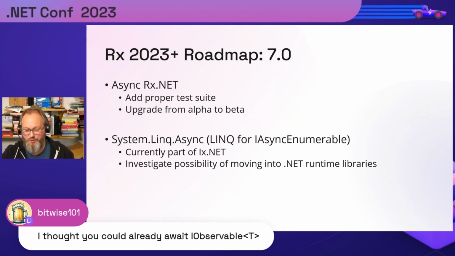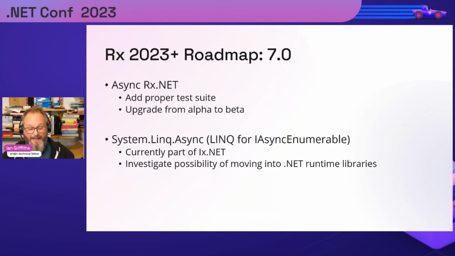But if you want to receive all of the items from an observable source, and you want to be able to use async await as you process them, you just can't really do that today with RX. It was not built to work that way because of when it was designed. Async RX adds that capability in. So that's the difference. So we want to improve Async Rx.net.